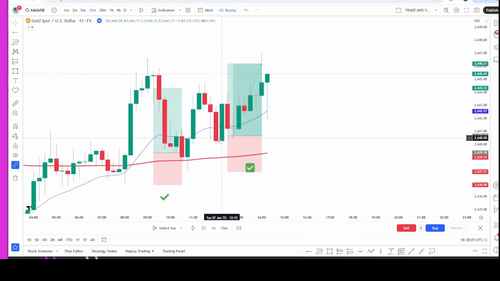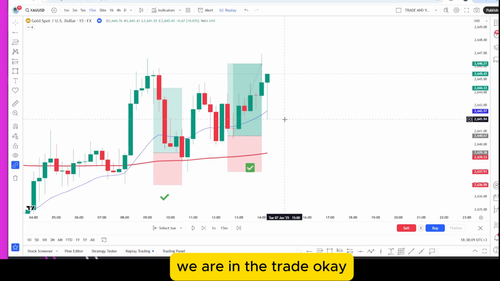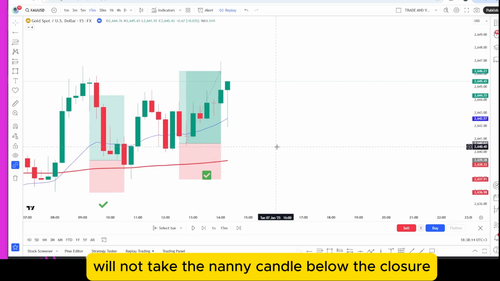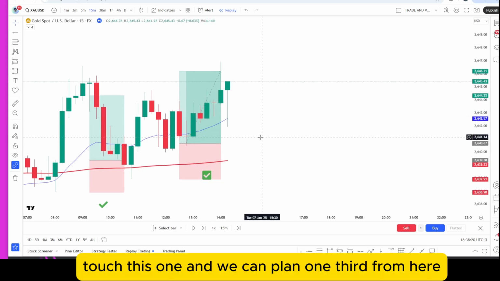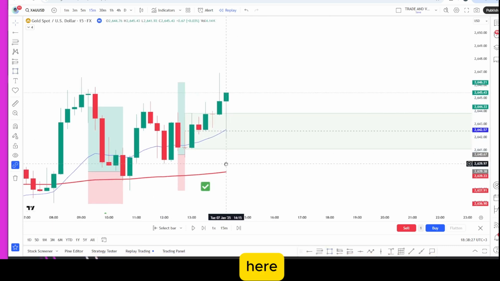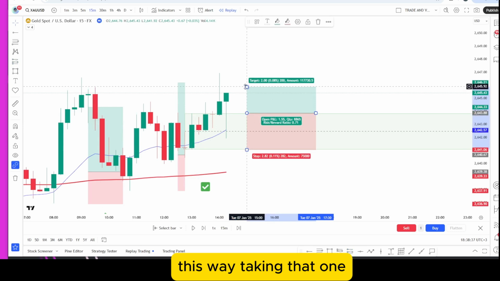What is another area? We can see here it also happens, but at that time we are in the trade. Okay, we will not take any candle below the closure. Yes, this one touched this one, and we can plan one trade from here. See, this is the candle because it came back here and closed above that one. That's why we are taking that one.